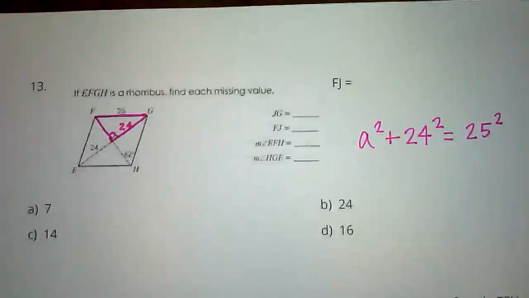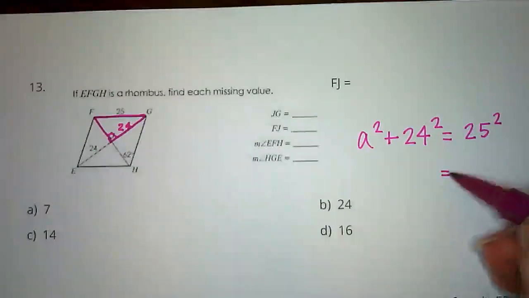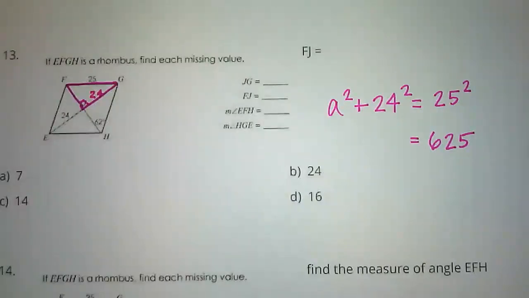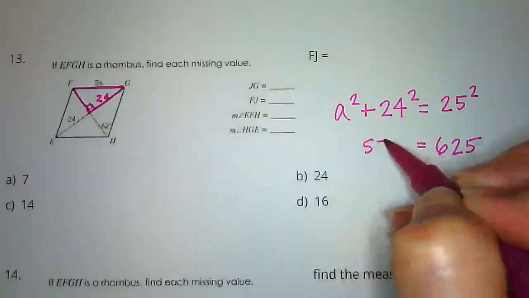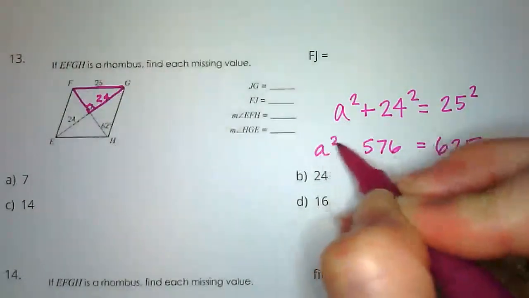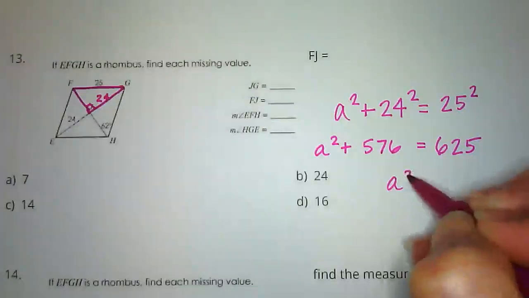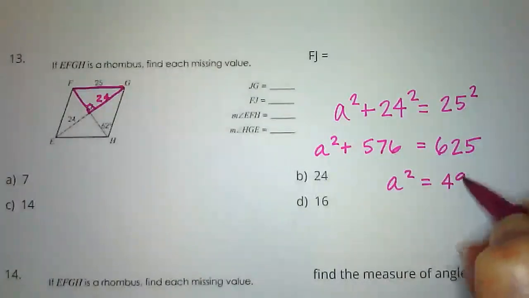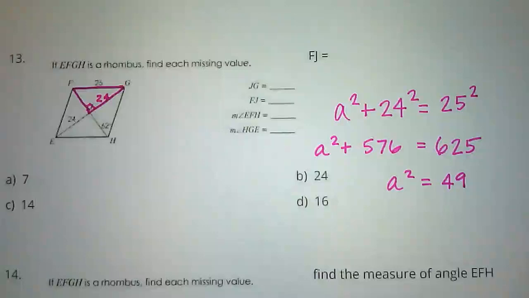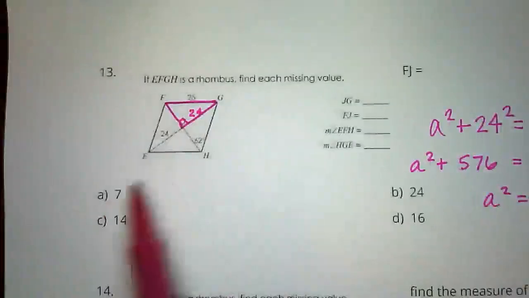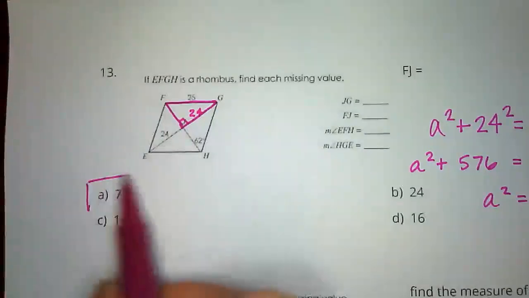25 squared is 625, and 24 squared should be 576, I believe. That's a squared, so we take 625 and subtract 576, which should be 49, which means that this side is 7. So FJ is 7.